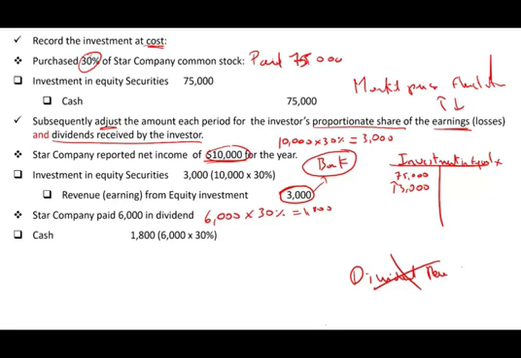Just follow the example with me. All what you did now is you took the revenue in cash, because where does the dividend come out of? Dividend comes out of net income. You already reported your net income. You reported $3,000 of net income.